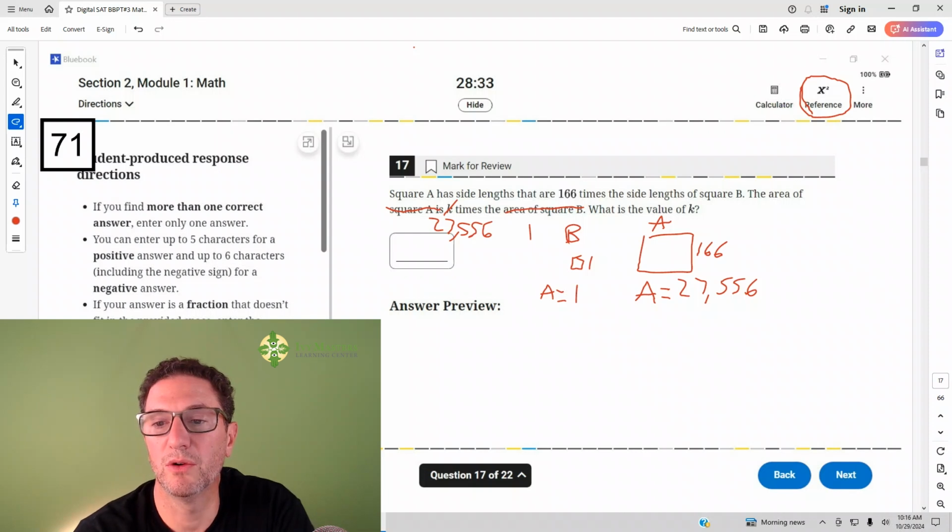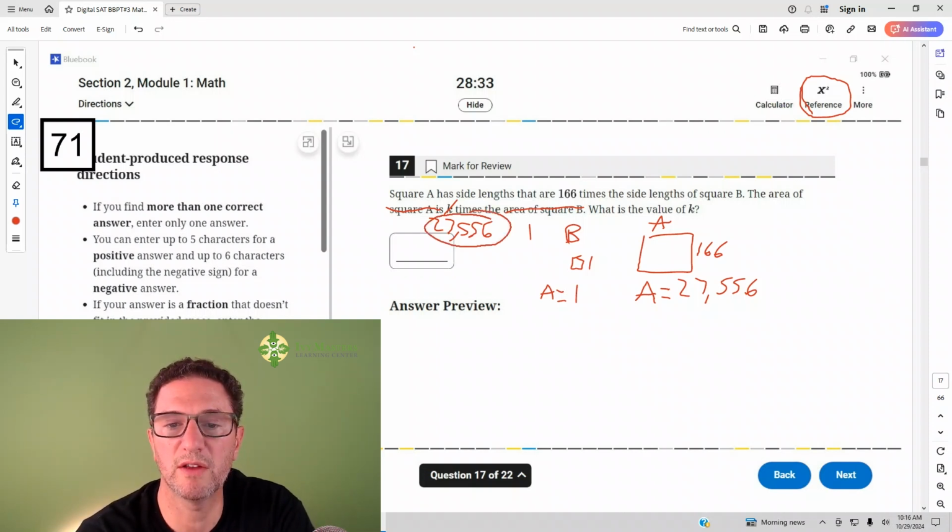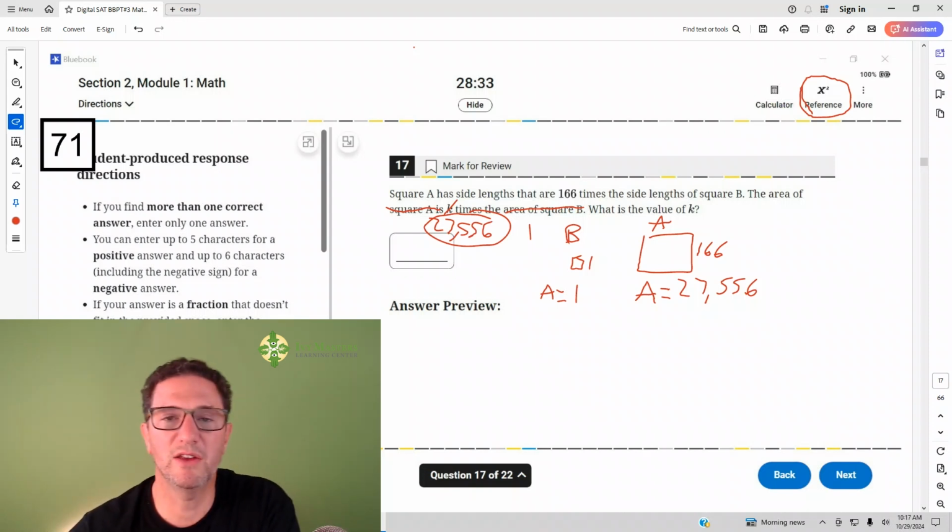Okay, so what's your answer? The value of k? Notice I crossed out the k. I replaced it with 27,556. That is your answer.